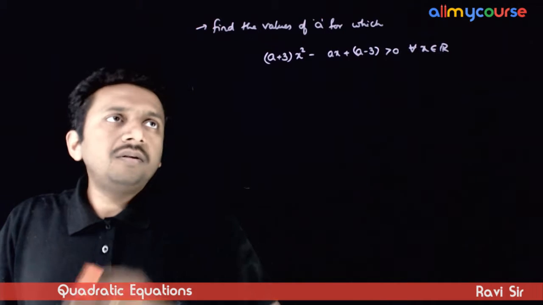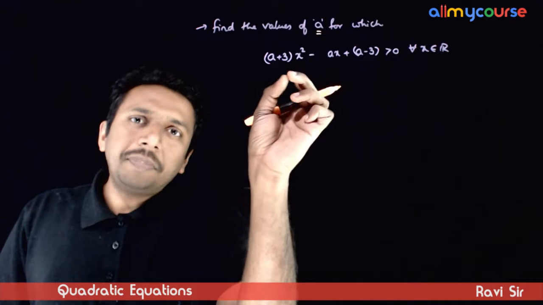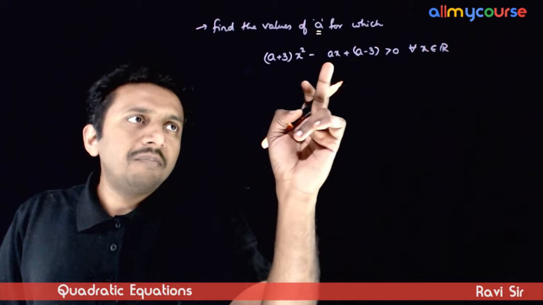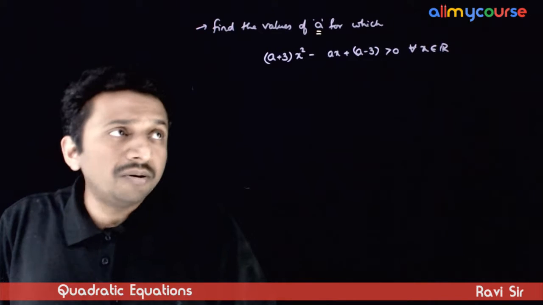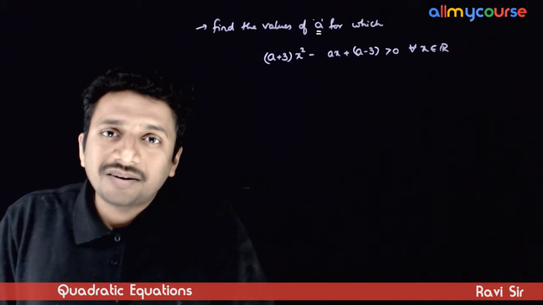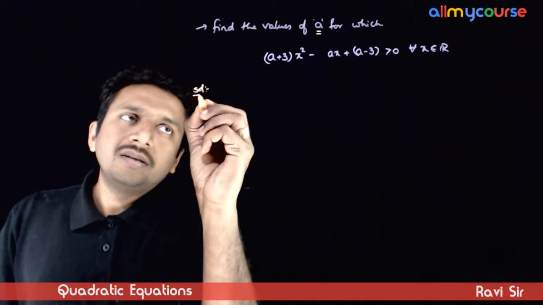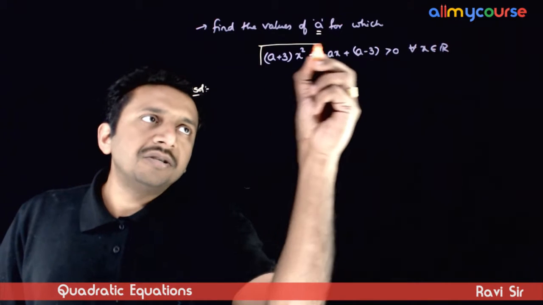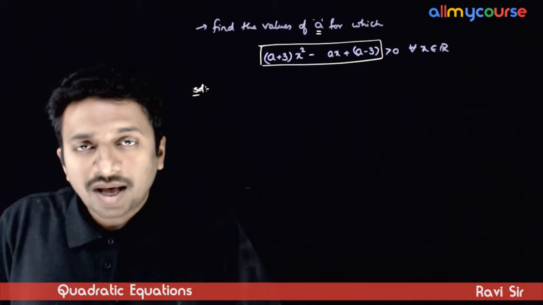In this question, you're asked to find the values of a for which (a + 3)x² − ax + (a − 3) is greater than 0 for all x belongs to R. So this quadratic expression has to be greater than 0 for all x belongs to R.